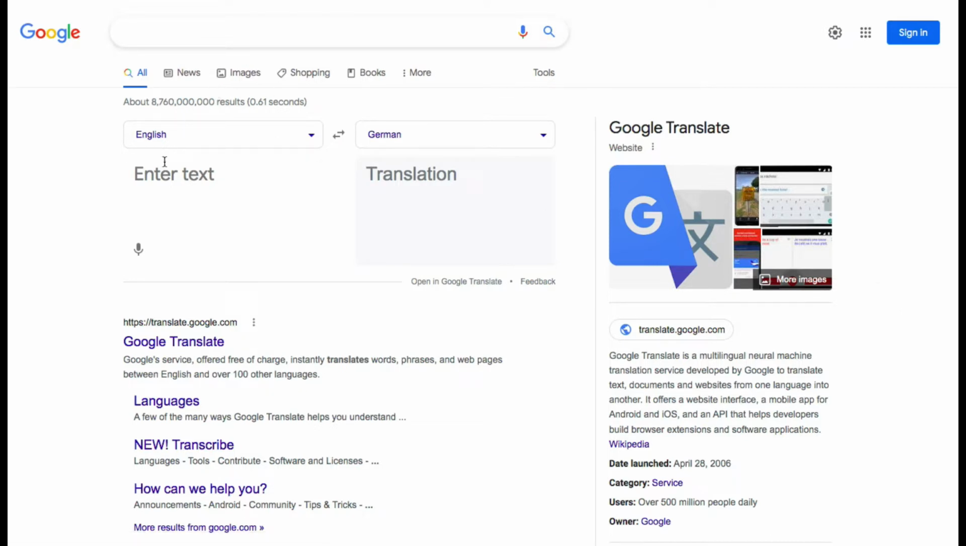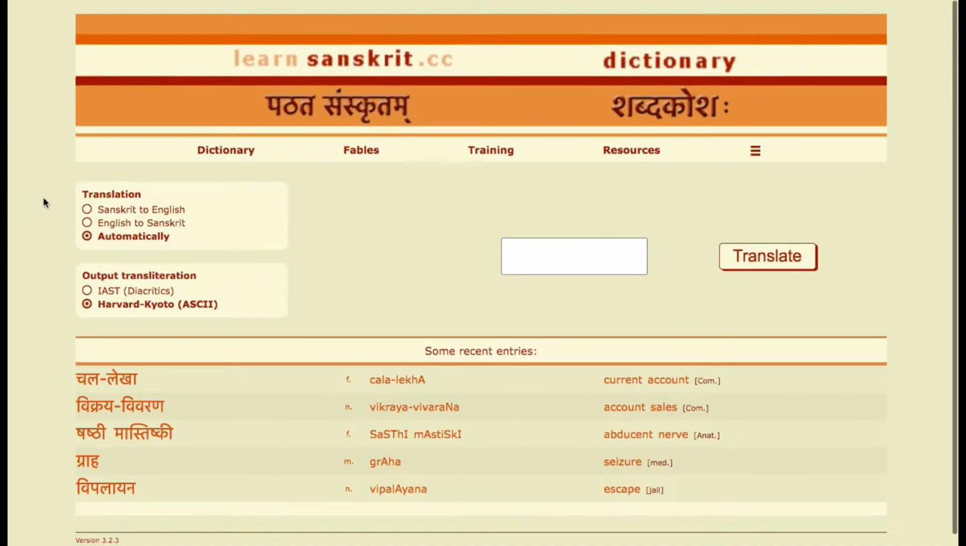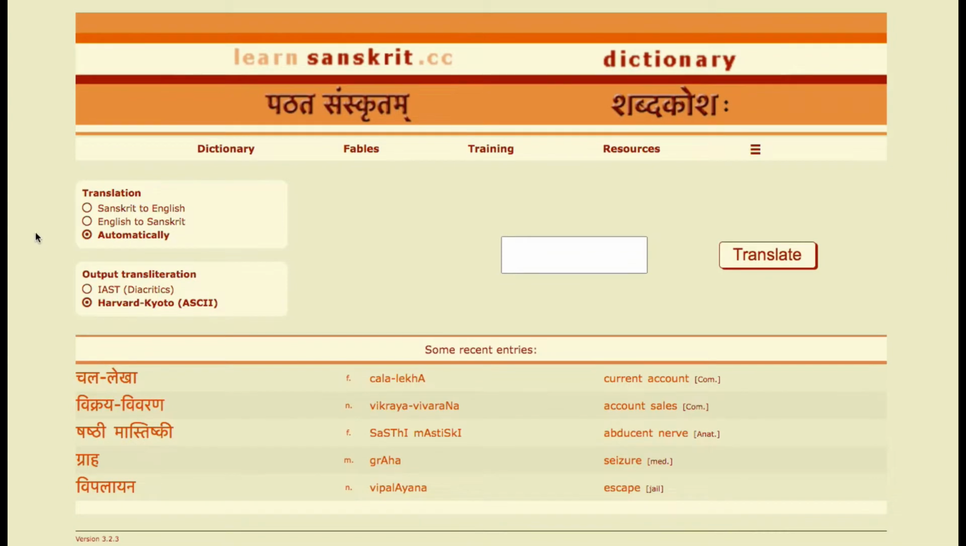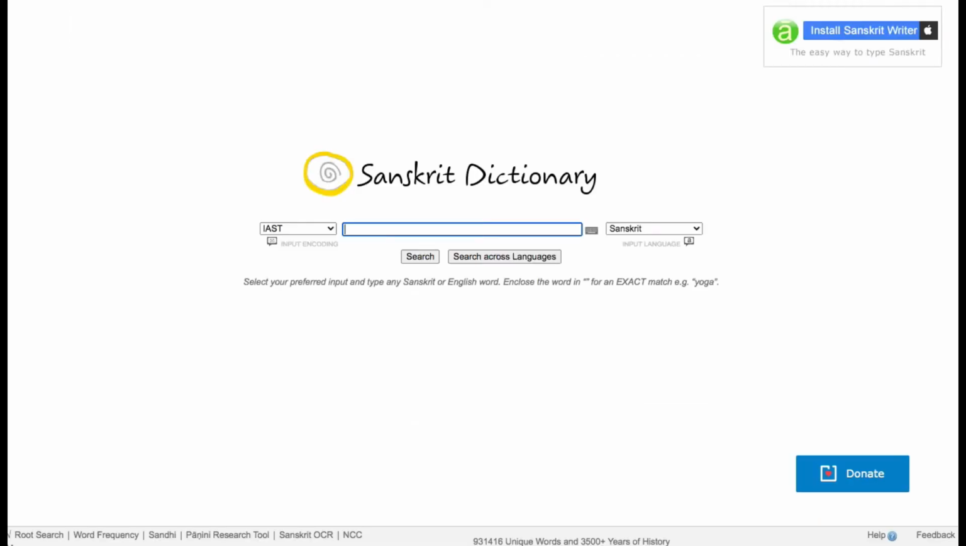So it's very simple. As you can see, I have the Google Translate tab open here, and we have this beautiful website, and I don't know who the programmers are, but they're amazing, and they're doing a great job. And they also have this other one here, and this other one here.